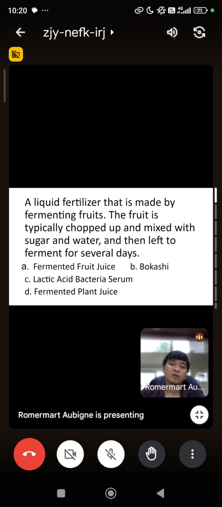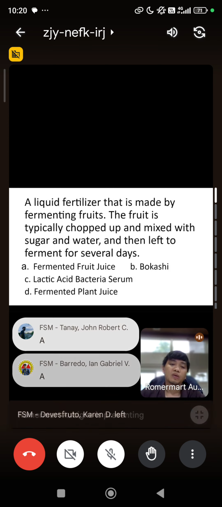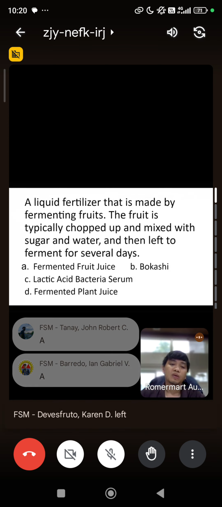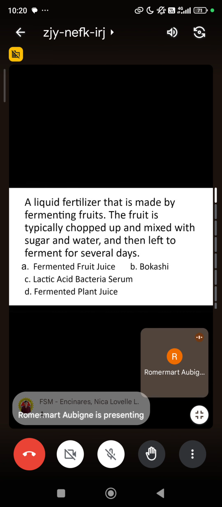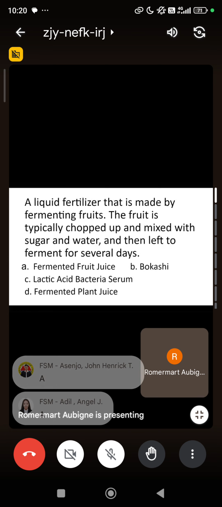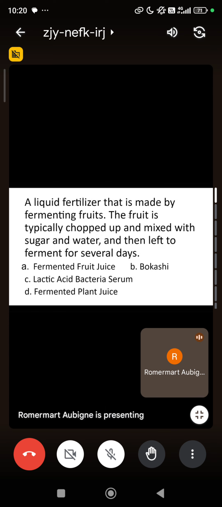Next, a liquid fertilizer that's made by fermenting fruit. Fruit is typically immersed in warm water and then left to ferment for several days. A. Fermented fruit juice. B. Bokashi. C. Lactic acid bacteria serum. Or D. Fermented plant juice. So may clue na dito. So, fermented fruit juice. Ano po ba itong mga to?